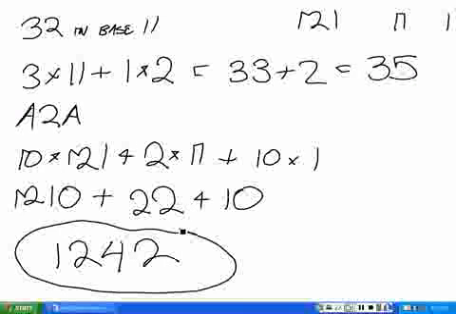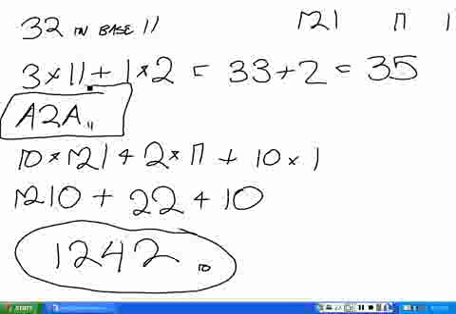And we just converted into base 10. Sometimes we put a little 10 in the bottom there to show which base we're in. So you'd say that was in base 11. And these two are the same number. A2A in base 11 is 1242 in base 10. So hopefully you guys have seen how we can convert from a different base into base 10, or from base 10 into a different base.